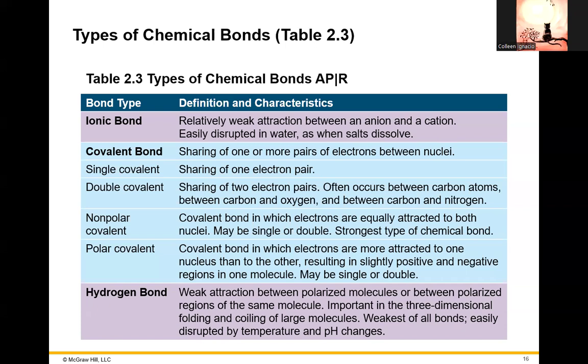And we also have nonpolar and polar covalent, and that tells about the attraction of the electrons and which atoms they spend the most time with in the valence shell. Okay, so nonpolar, they actually are equally attracted to both of the atoms, and polar covalent is that they are more attracted to one than the other. Now, hydrogen bonds are those weak bonds that you see in the water molecule.